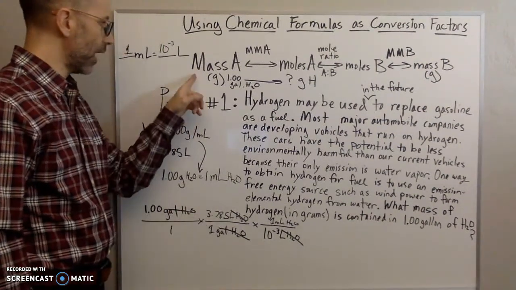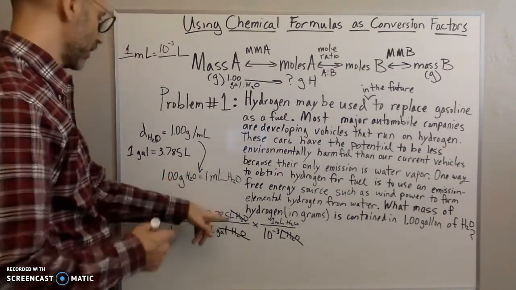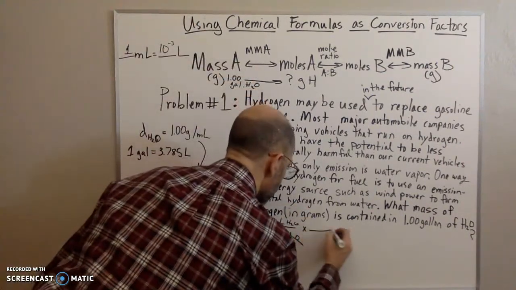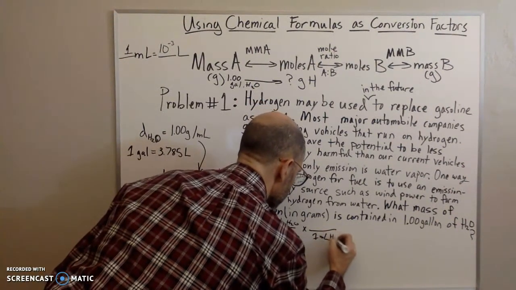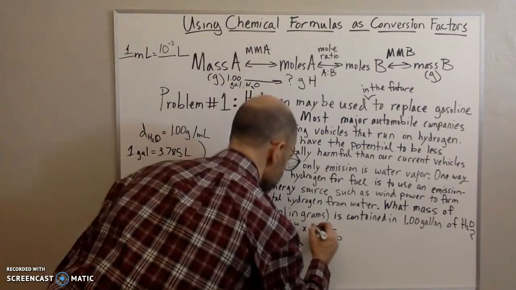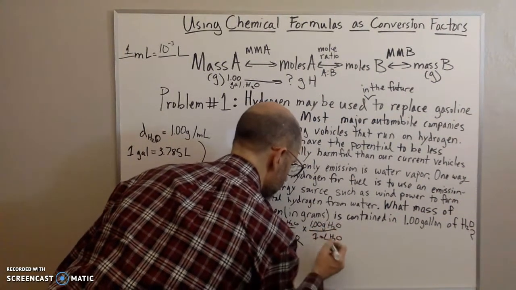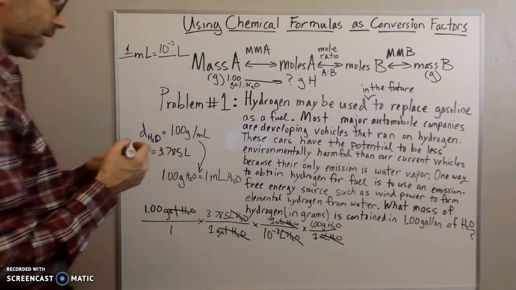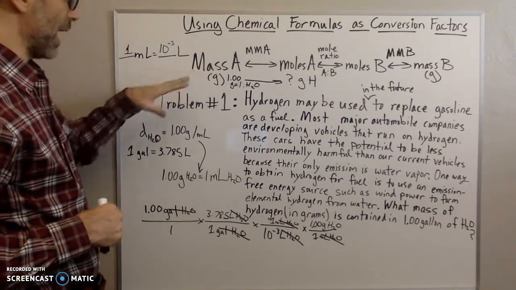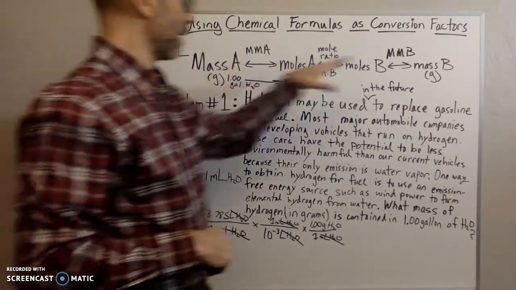So now I'm on the highway, and I'm going to go along the highway to get where I need to go. Okay, so I'm going to use the density. So I have milliliters, so I'm going to put 1 milliliter of water on the bottom, and 1.00 grams of water on the top. So now milliliters of water cancels out. Now I have grams. My goal is to get to grams of hydrogen. So now I'm at grams here, and I want to get to grams here.